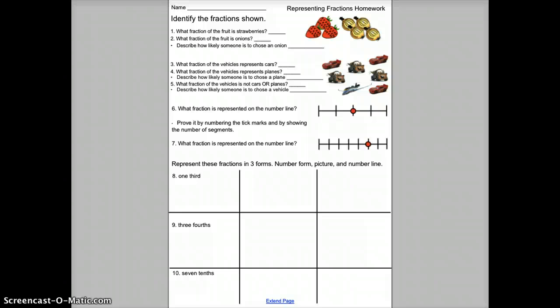If you have that homework sheet, you can go ahead and try that out. Refer back to the video, refer back to your classwork sheet for any questions. And that's the end of our video.